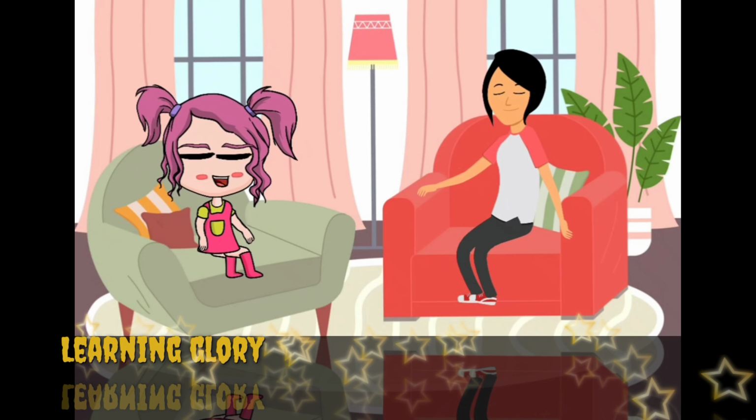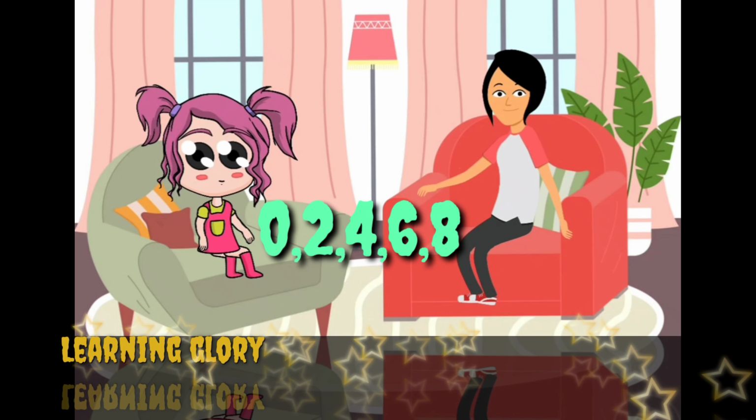Even numbers are the numbers which are completely divided by 2, or whose one's digit is 0, 2, 4, 6, 8.